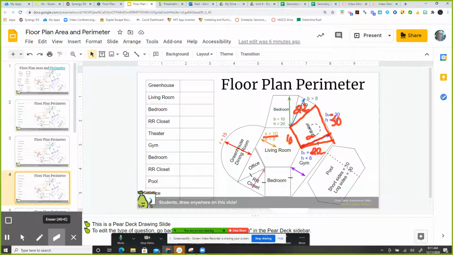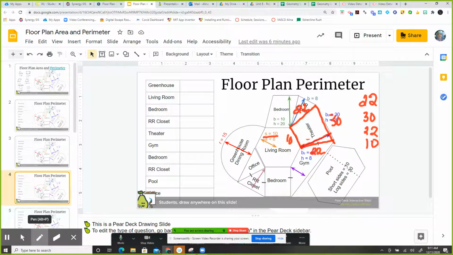So what numbers do I have to add up for the perimeter of that theater? 10, 30, 22, 22. Absolutely. So what does that equal? Nice. So now we got to go to the gym.